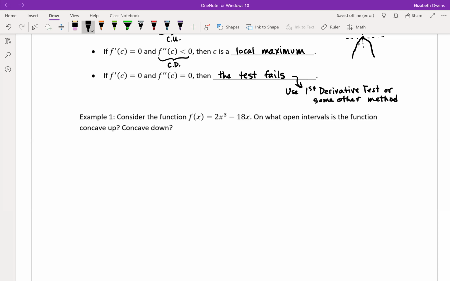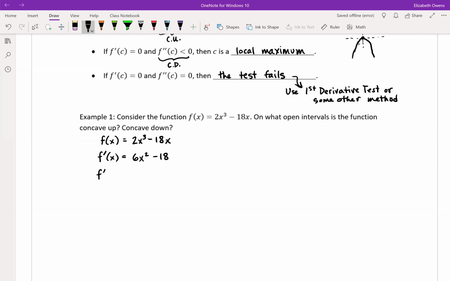So let's start by taking some derivatives here. There's our original function, f of x. You can tell that labeling the function and its derivatives is pretty key on this. We want to keep the function and its derivatives straight. So first derivative, make sure you're very clear with that prime notation. F prime of x is going to be 6x squared minus 18.